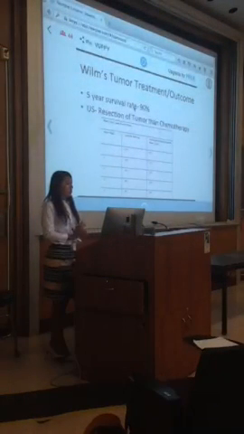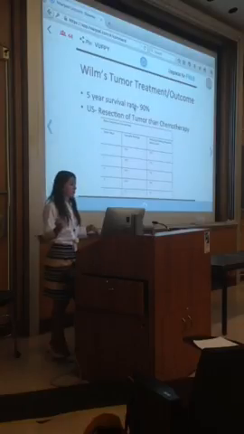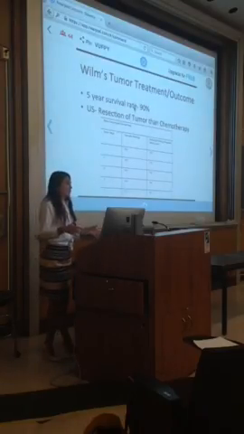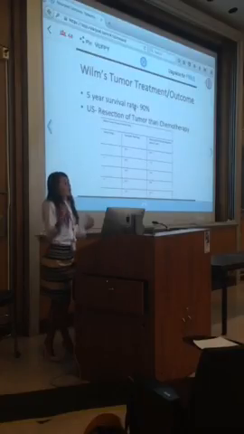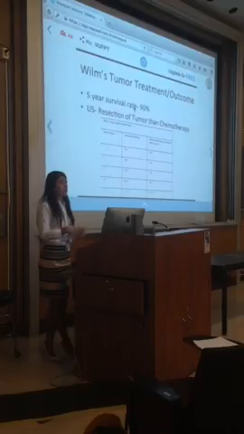But overall, for Wilms tumor, depending on where you read, 5-year survival is around 90%. In the US, what they end up doing is they take the tumor out, and then they start chemotherapy. In Europe, they do it vice versa. They start chemotherapy, and then they take the tumor out.